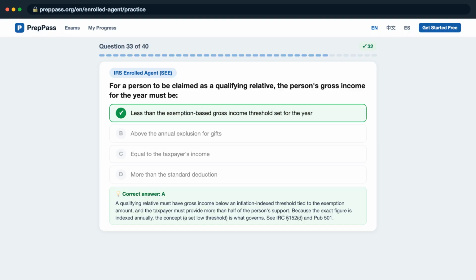A qualifying relative must have gross income below an inflation-indexed threshold tied to the exemption amount, and the taxpayer must provide more than half of the person's support. Because the exact figure is indexed annually, the concept, a set low threshold, is what governs. See IRC Section 152(d) and PUB 501.